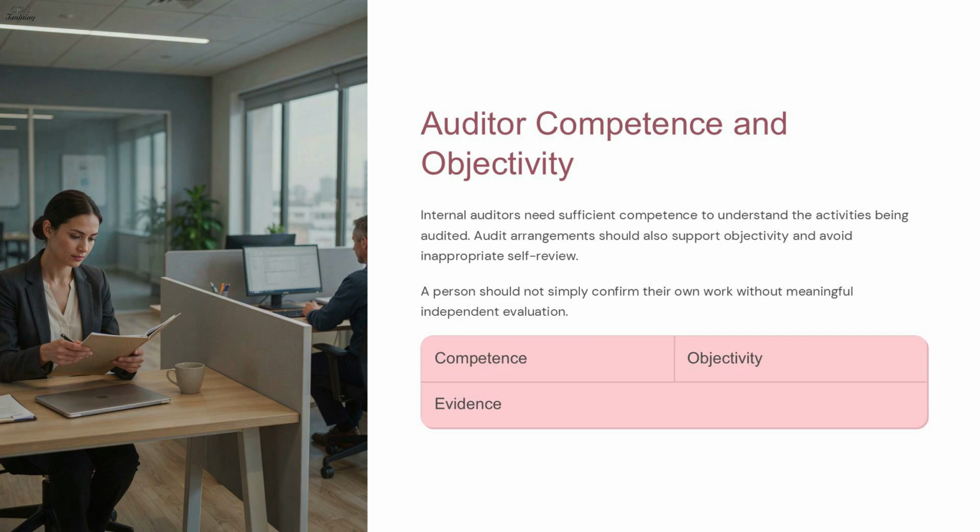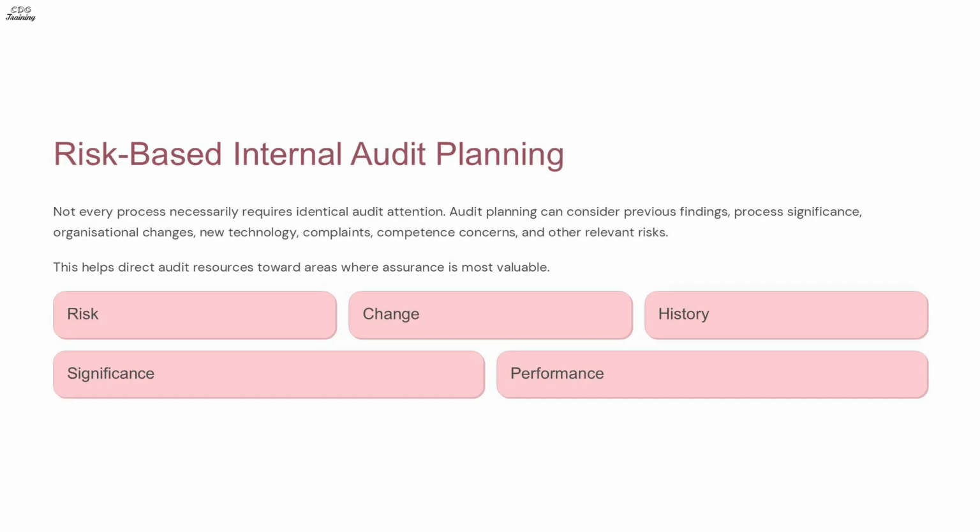Auditors need competence and objectivity to understand the activities being audited. Audit arrangements should support objective evaluation and avoid self-review. Risk-based audit planning directs resources to areas where assurance is most valuable. It considers previous findings, process significance, and other relevant risks.